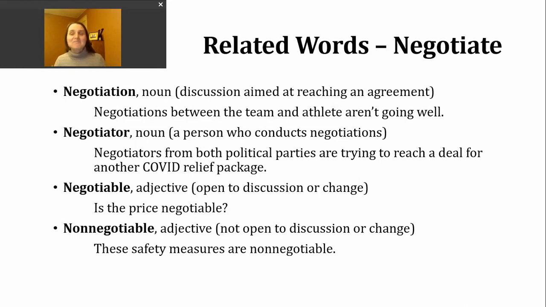So again, representatives is maybe another way to think of it. There might be circumstances where it's too hard to have too many voices or too many people in a room to find an agreement. So others are selected to sort of represent and have those discussions that will hopefully lead to an agreement. Another related word is the adjective negotiable. It means open to discussion or change. So an example of this could be, is the price negotiable?